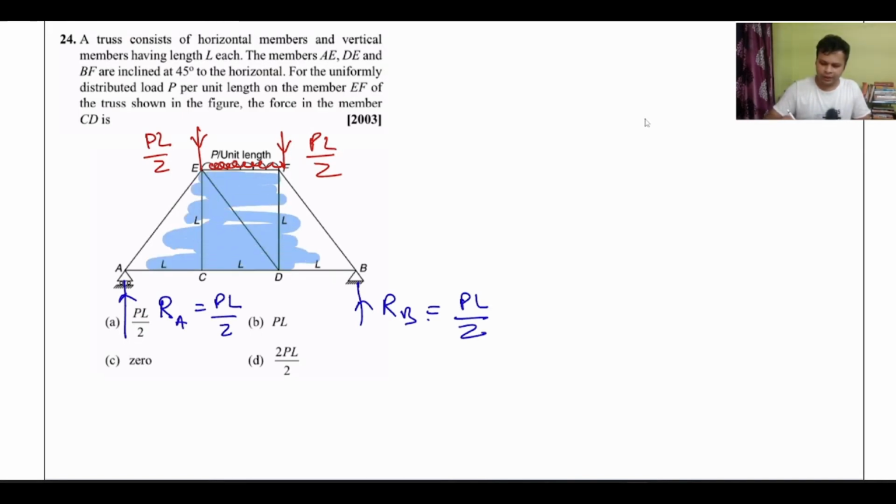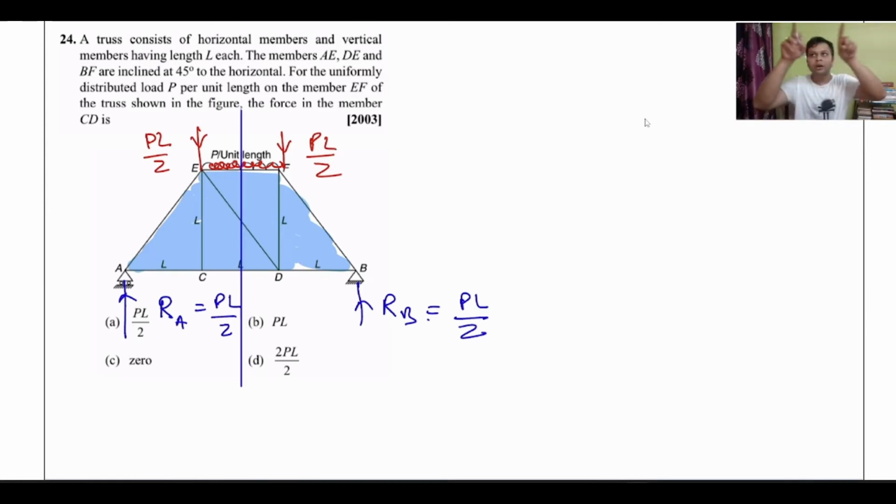So if you neglect the inside members of the truss, you'll be able to tell that okay, this is a symmetrical structure. Don't see the inside members, just see the trapezoid. So the trapezoid has been cut into two halves. At the same point the load is acting, so the same reaction will come up here. Okay, I hope it is clear to all of you.